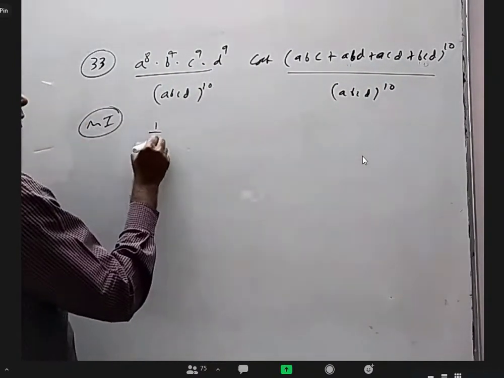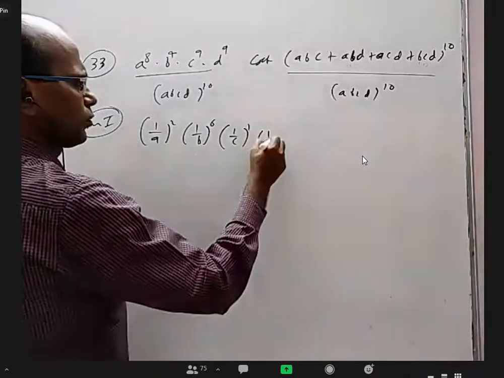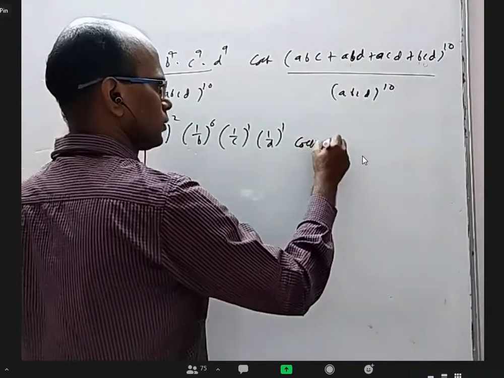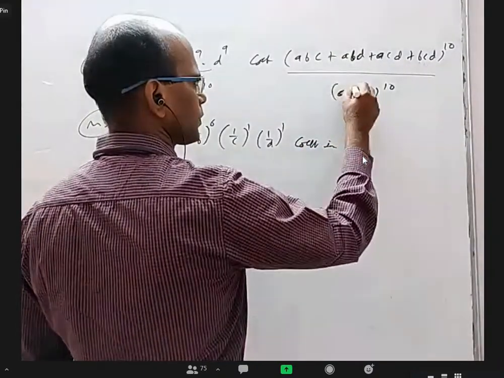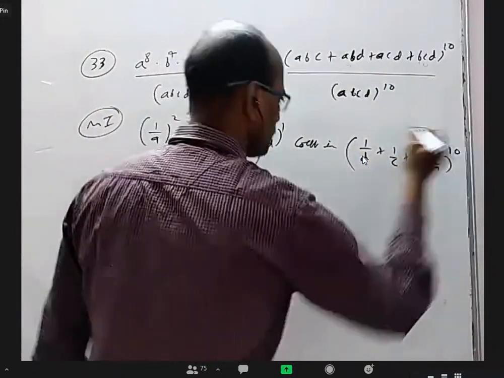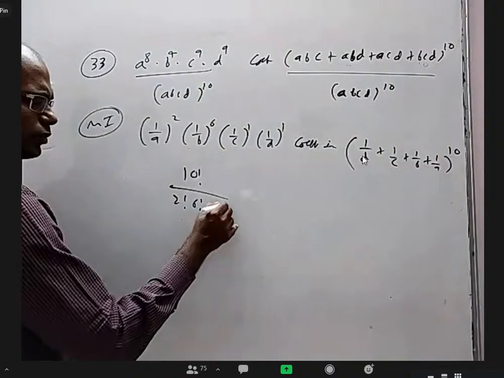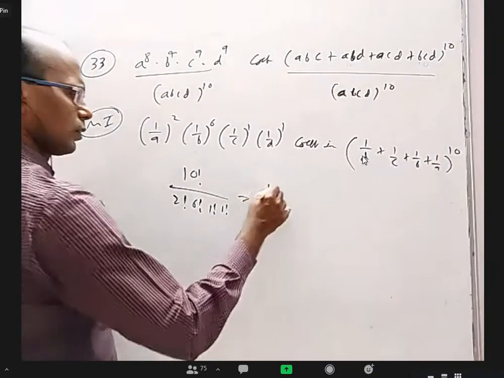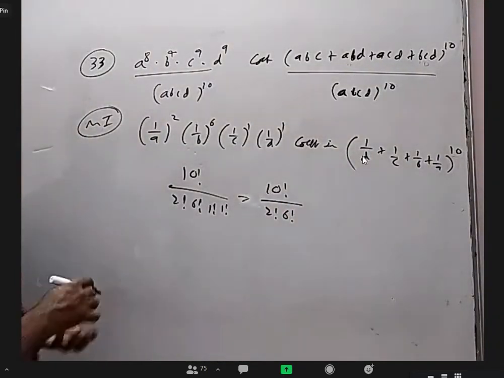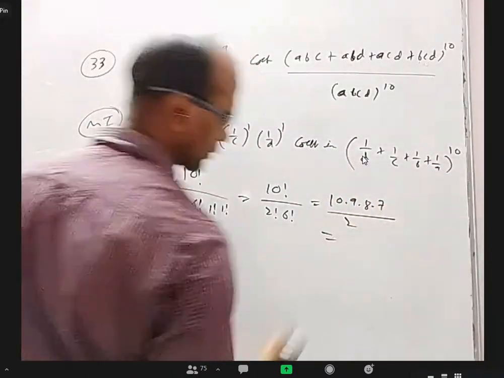This will become 1 by A whole square into 1 by B whole power 6, 1 by C whole power 1, 1 by D whole power 1. Coefficient in 1 by D plus 1 by C plus 1 by B plus 1 by A whole power 10. Answer will be directly 10 factorial by 2 factorial, 6 factorial, 1 factorial, 1 factorial. That is 10 factorial by 2 factorial and 6 factorial. 10 into 9 into 8 into 7, 6 factorial cancel by 2, to simplify it to that.